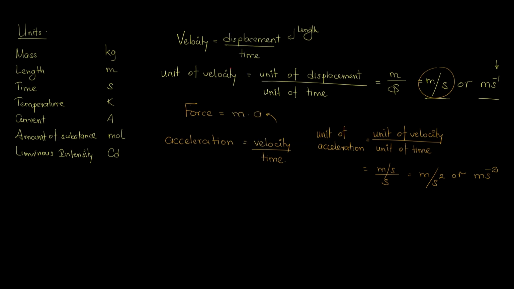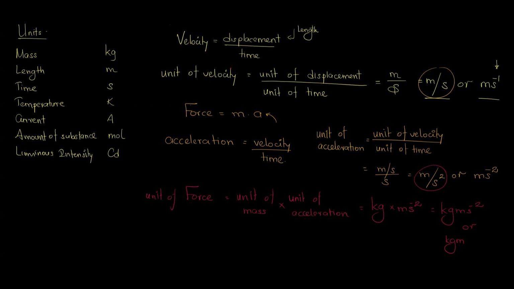Similarly, now that we know the acceleration's unit, we can find that of the force. So the unit of force is given by the unit of mass. Since it is a multiplication, we are going to multiply the corresponding units times the unit of acceleration. The unit of mass is kilogram. The unit of acceleration is meters second minus 2, or meters per second squared. So it is going to be kilogram meter second minus 2, or kilogram meters per second squared, right? So similarly, we can find the unit of any equation or quantity, as long as we know the equation which represents that quantity, right?